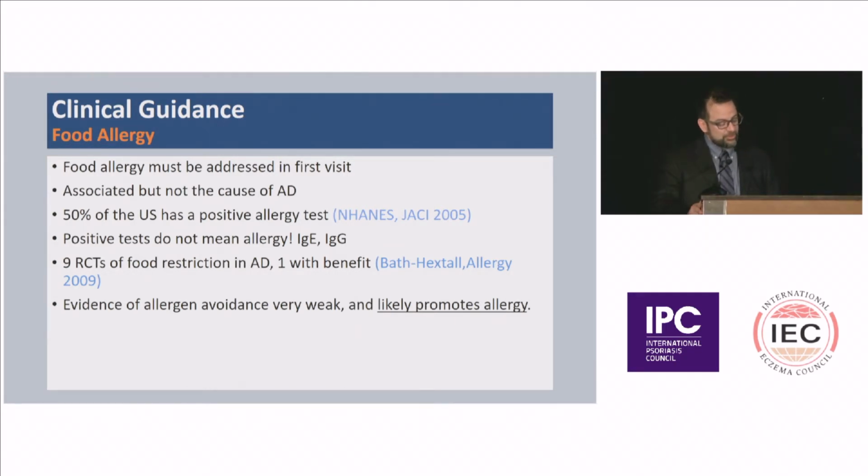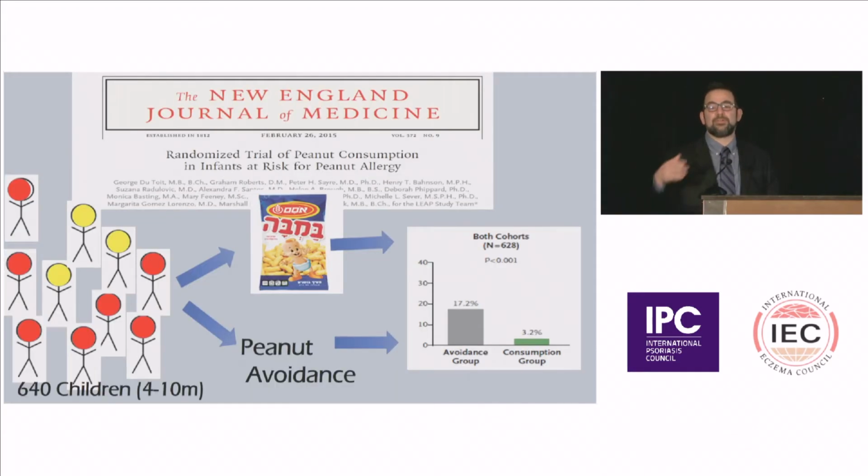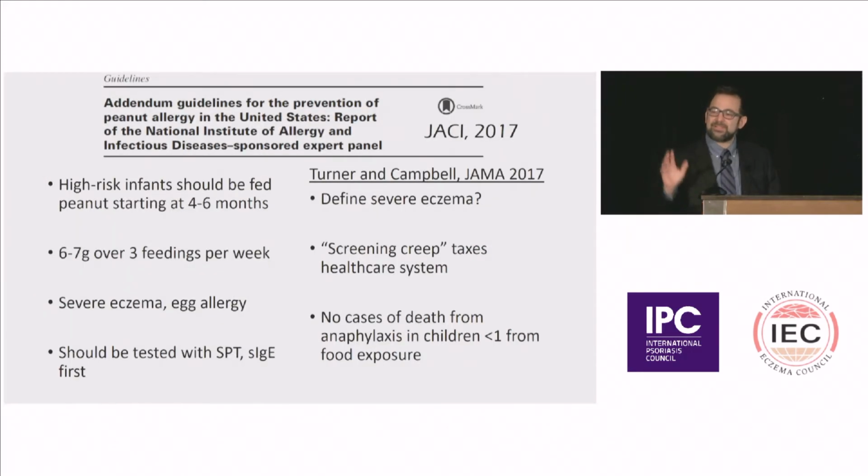And so overall, the evidence for allergen avoidance in terms of food is very weak, from my perspective, and likely promotes allergy. So why do I say this? Because of the data from the LEAP study. If you expose children early to peanut, around 4 to 6 months, they have a dramatically reduced type 1 allergy to peanut at age 5. Trying to translate this to the population-based level, though, is difficult.